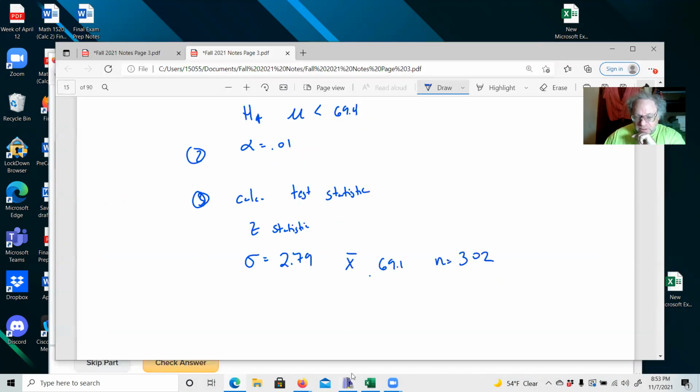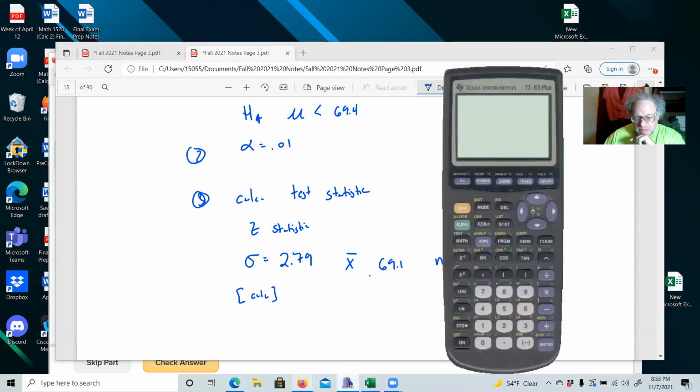So let's go to our calculator, because that's the next thing we're going to do. So we're going to hit statistics and then tests, because we're doing hypothesis tests. Okay, it's a z test. Again, we're not punching in numbers, so we go to stats. Our mu is 69.4. Okay, that's what we set up here.